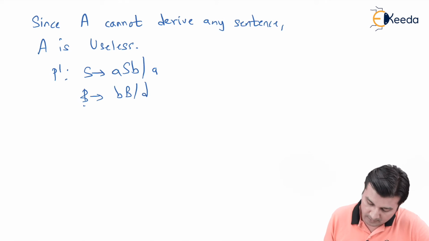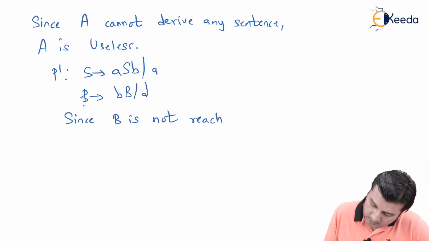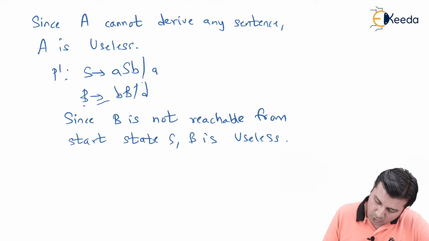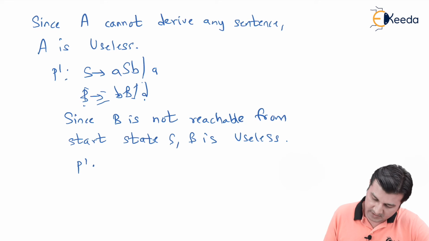So we write over here, since B is not reachable from S, specifically since B is not reachable from the start state S, I say B is useless, and therefore we remove B. So when we remove B, we are going to remove the entire production of B, and what is left with us in P dash is now S gives A, S, B or A.